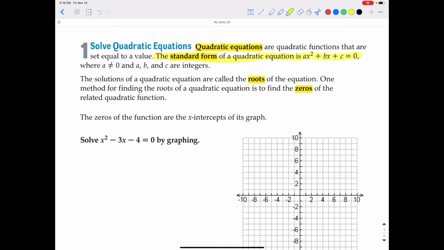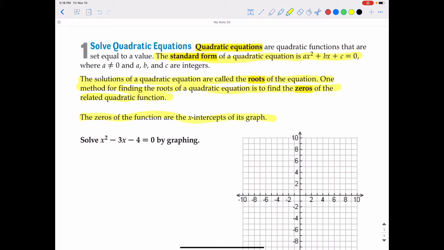We know that when dealing with finding vertices, we look at a, b, and c, and we can use that to help us graph a parabola. The solutions of a quadratic equation are called the roots of the equation. One method for finding the roots of a quadratic equation is to find the zeros of the related quadratic function. The zeros of the function are the x-intercepts of its graph.